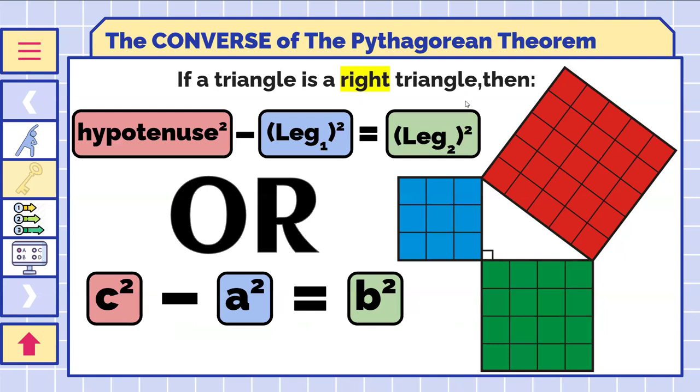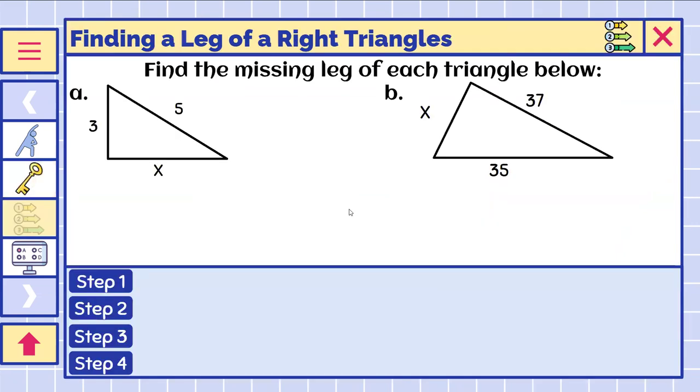Converse kind of means to undo something, and that's what this does. Instead of adding the two legs together to get the hypotenuse, if you're missing a leg, you can do the same process, but now subtract your numbers. Find the root, and you'll find the missing leg. Well, let's actually do that in some problems.